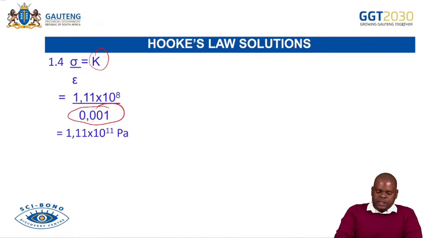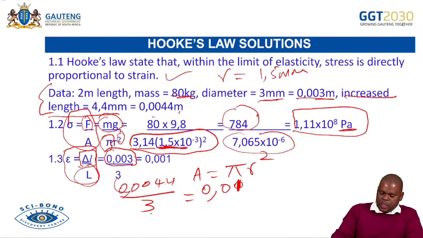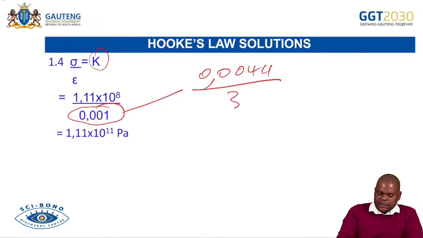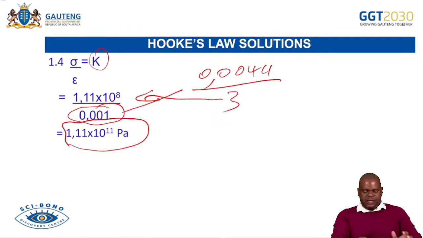It's not going to be 0.001. You'll take the answer that you got. This answer, where does it come from? It must be 0.0044 divided by 3. Then you put it here, and then this will also change. The final answer will also change.